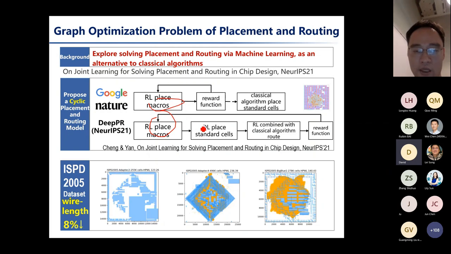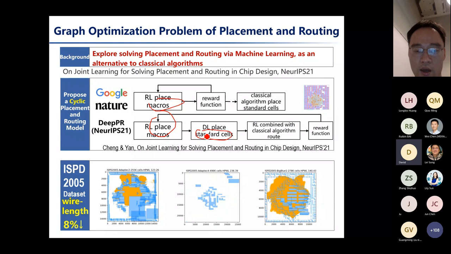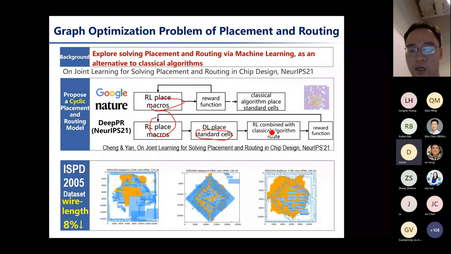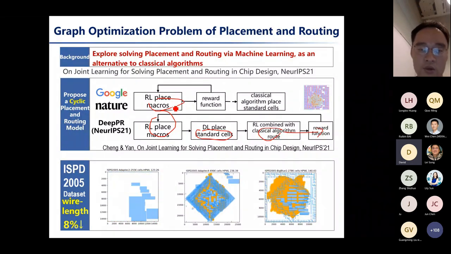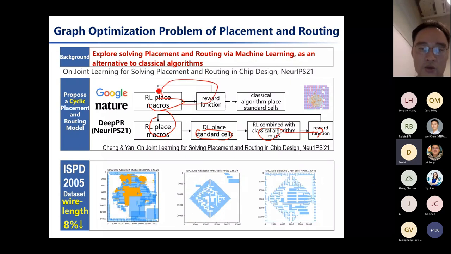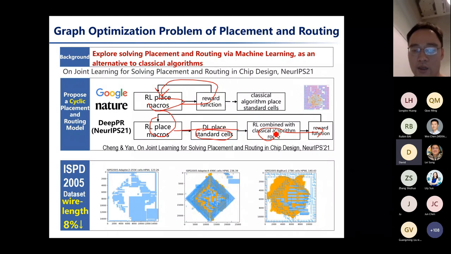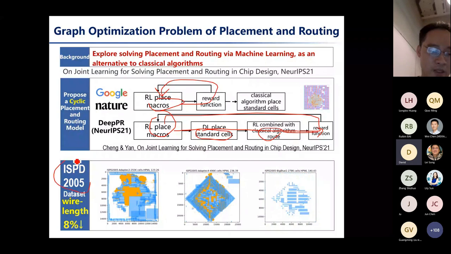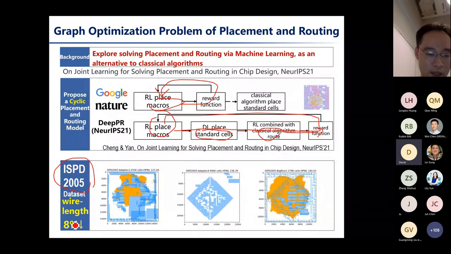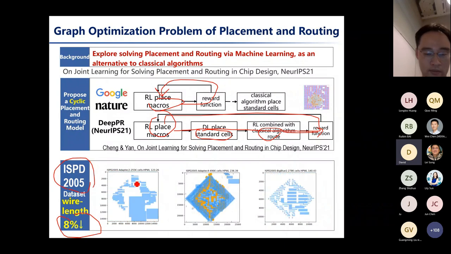We also devise a deep learning based method to optimize the standard cells, which are even smaller. Then we're using reinforcement learning and a classic algorithm to do routing, and then we get a reward function. Compared with Google's work, they only do macro placement and then try to train the RL. But we have an even longer pipeline, and we can get a better result. For example, on the public ISPD data set, we have an 8% performance gain compared with Google's work.